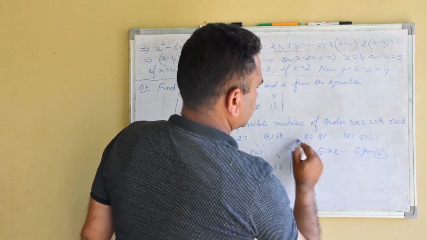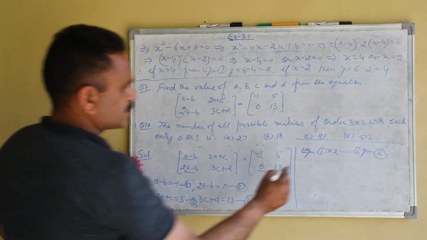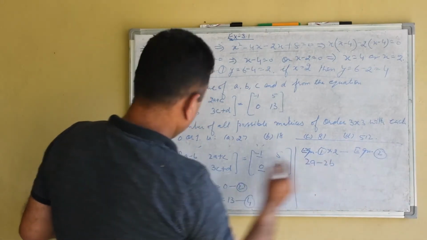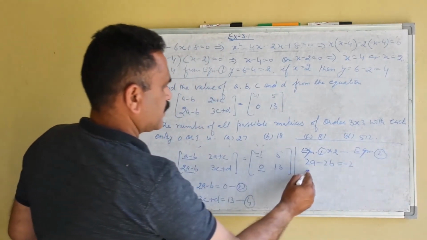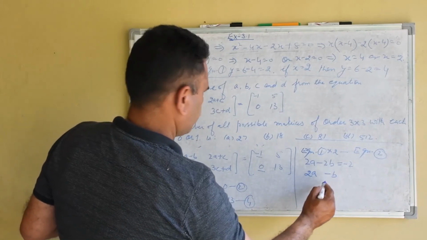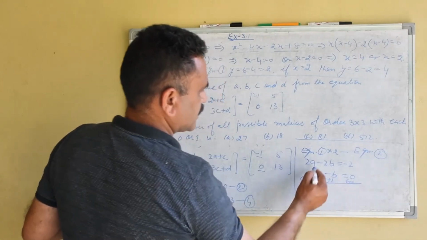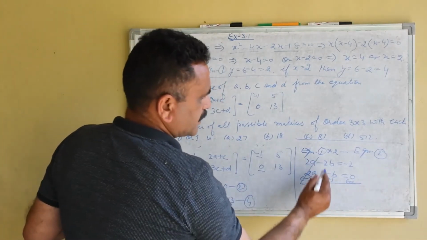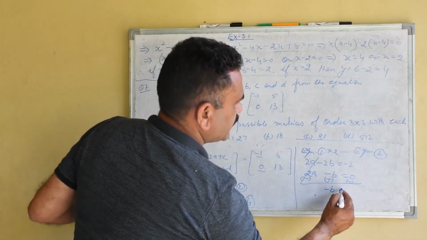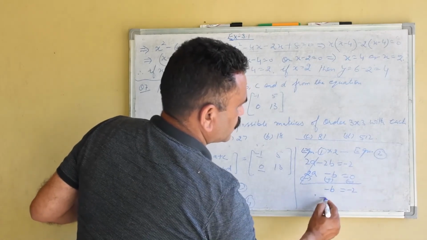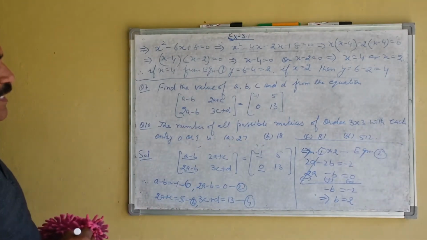So what we will get from here is 2a minus 2b is equal to minus 2, and here 2a minus b is equal to 0. We have to subtract, so we change the sign. The 2a cancels, so it is minus 2b and plus b. So we get minus b is equal to minus 2. So this implies b is equal to 2. Now we are getting the value of b as 2.